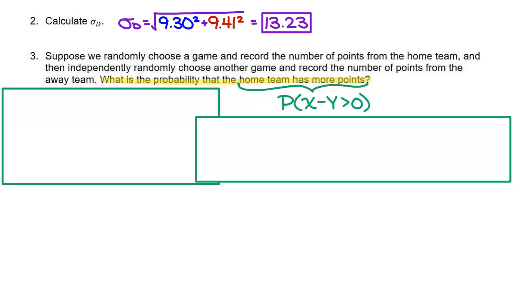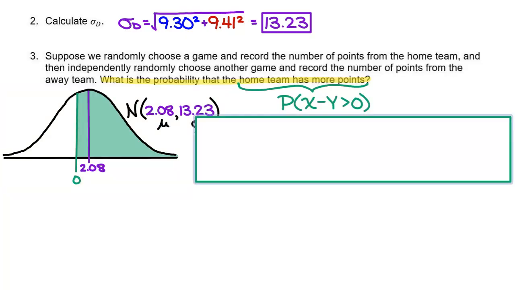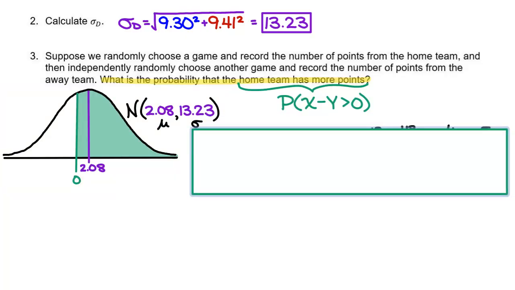Let's compare pictures. Your picture should look something like that. 0 is somewhere to the left of the mean. As long as you have it labeled, it's okay if it's not exactly where it would fall. You've got it labeled on there, saying what the mean and standard deviation are.